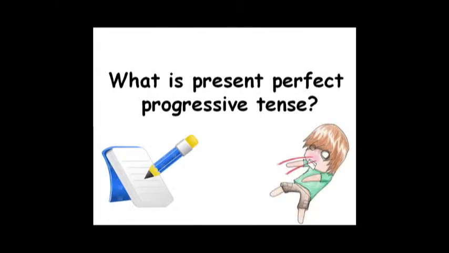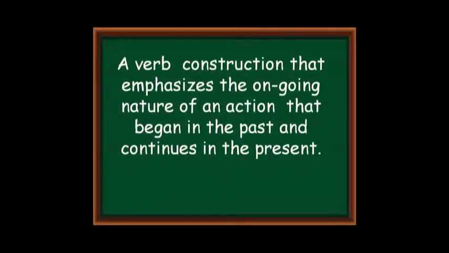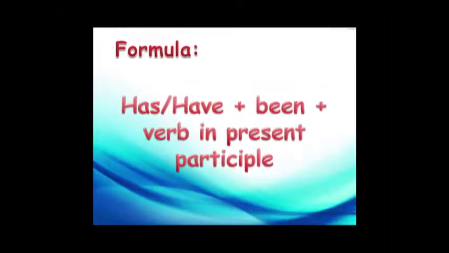What is present perfect progressive tense? It is a verb construction that emphasizes the ongoing nature of an action that began in the past and continues in the present. The formula is has, have, plus been, plus verb in present participle.